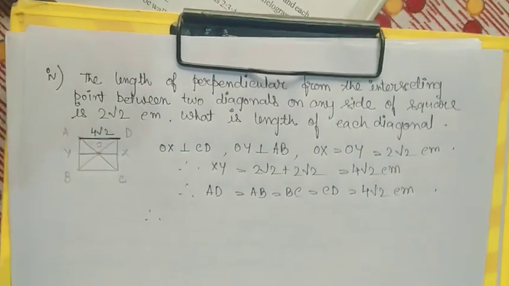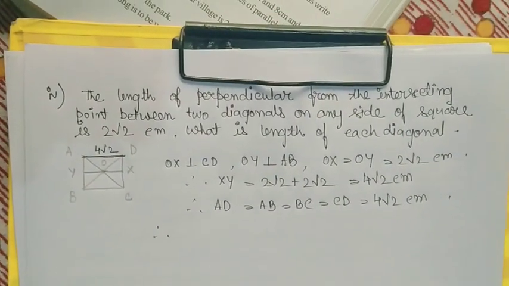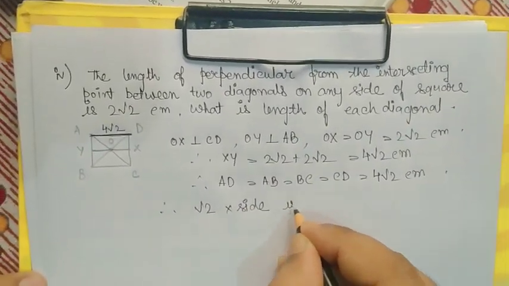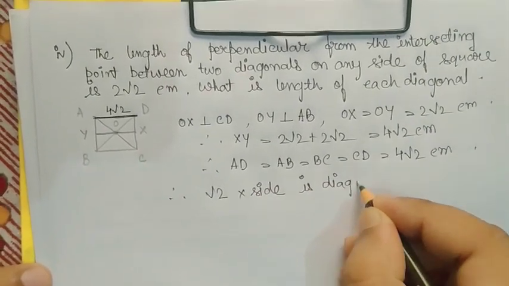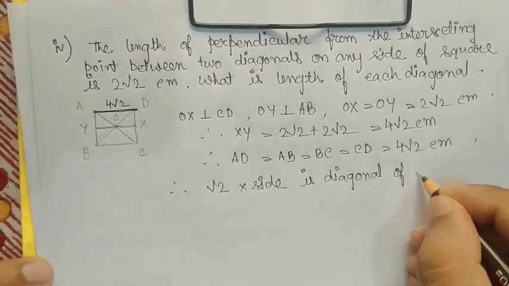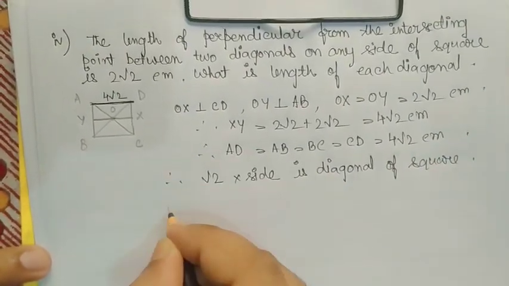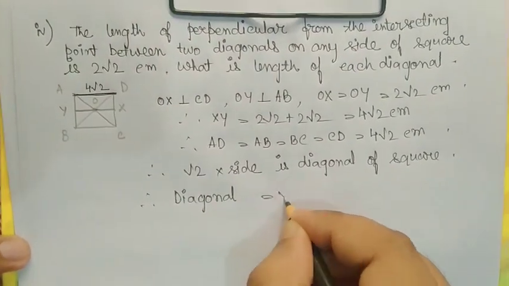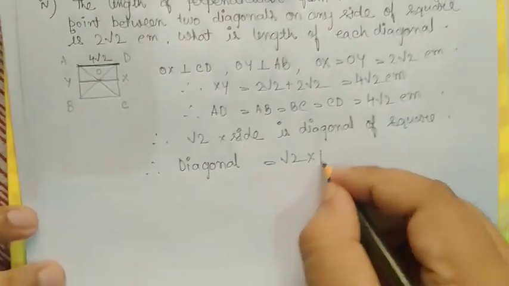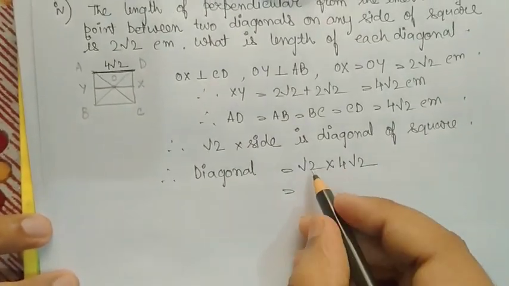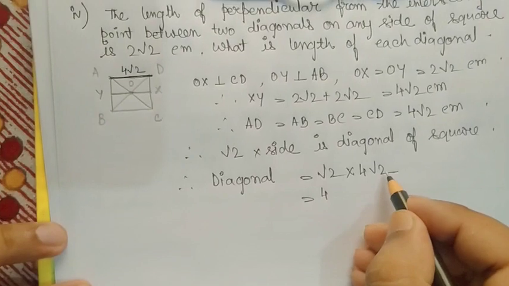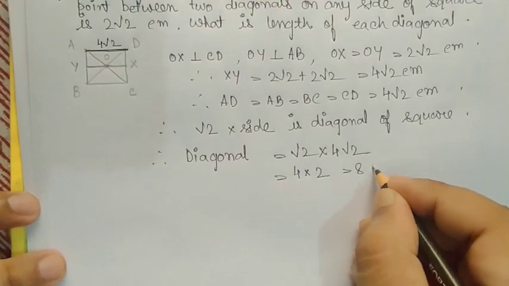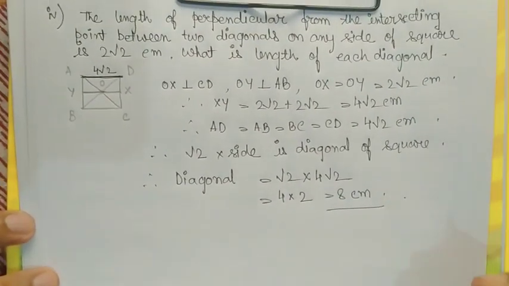So we know the diagonal of a square is root 2 into side. Therefore diagonal equal to root 2 into side. Side means 4 root 2. So 4, and root 2 into root 2 multiplied gives 2. So 4 into 2 equal to 8 centimeter. So the diagonal should be 8 centimeter.